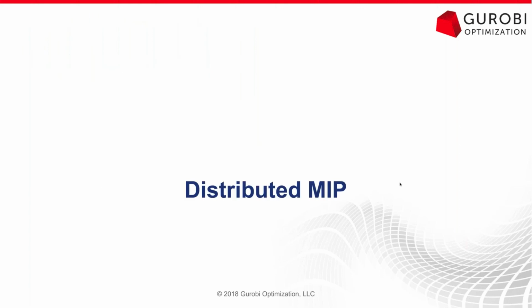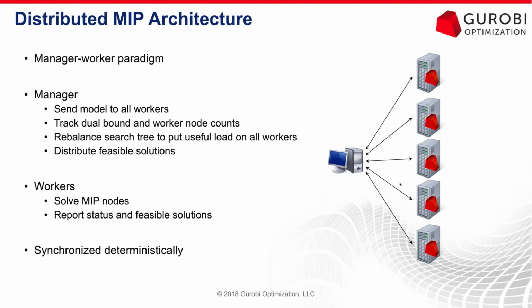So concurrent MIP is pretty simple. Let's get to something a little bit more complicated and quite a bit more powerful. Let's talk about distributed MIP. So distributed MIP is a manager-worker idea. We have a manager that's going to send a copy of the model to each worker, and it's going to be tracking the progress, the status of the different workers. So it'll be looking at the dual bound and the worker node counts, and it's going to try to rebalance the search tree. We've got the MIP search tree, and we're trying to put useful work on the different workers. We don't want those workers to be idle. We want them to be doing some useful work.